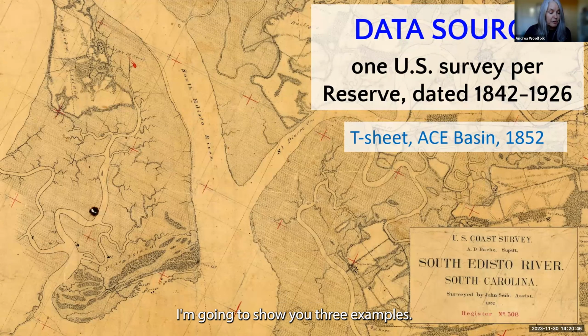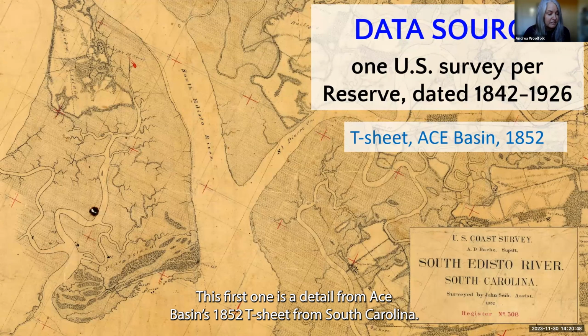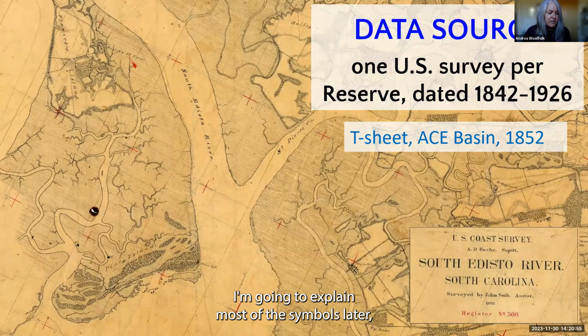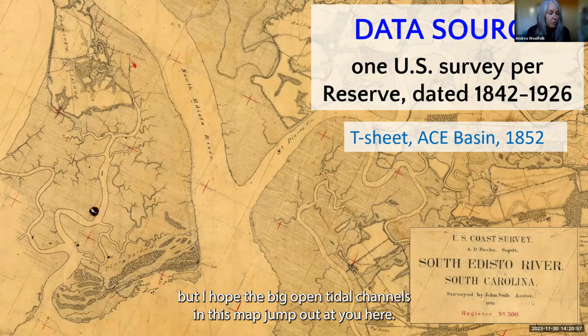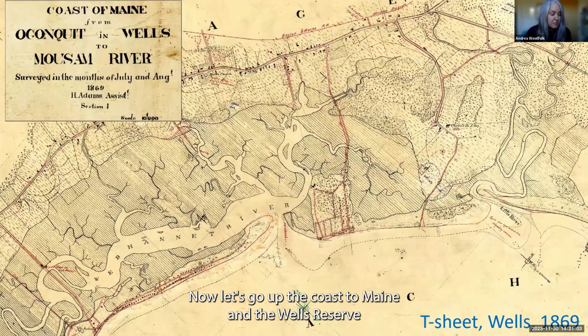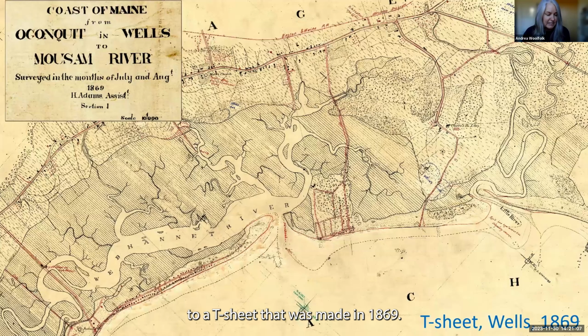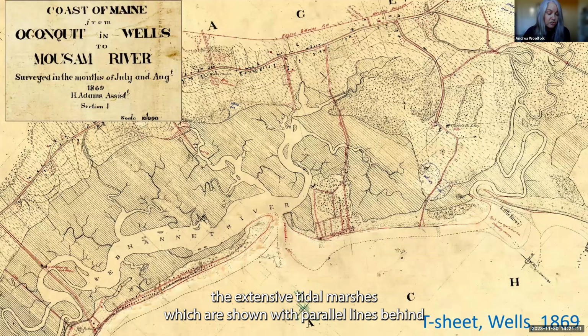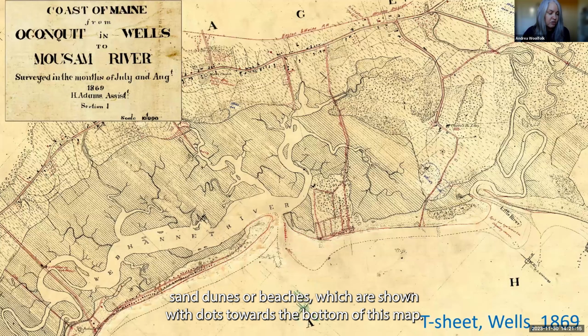I'm going to show you 3 examples. This first one is a detail from Ace Basin's 1852 T-sheet from South Carolina. I'm going to explain most of the symbols later, but I hope the big open tidal channels in this map jump out at you here. Now let's go up to the coast to Maine and the Wells Reserve to a T-sheet that was made in 1869. Here you might be able to see the extensive tidal marshes, which are shown with parallel lines, behind sand dunes or beaches, which are shown with dots towards the bottom of this map.